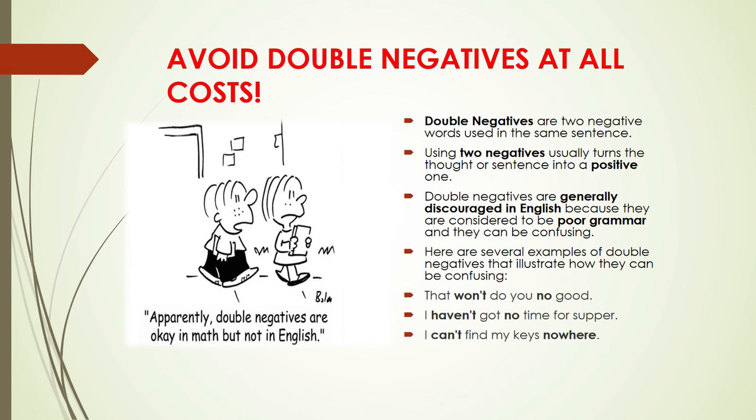I can't find my keys nowhere. Here, both can't and nowhere are negative. Hence, the meaning becomes I found my keys somewhere. This creates confusion and is a sign of bad grammar. So, avoid double negatives at all costs.